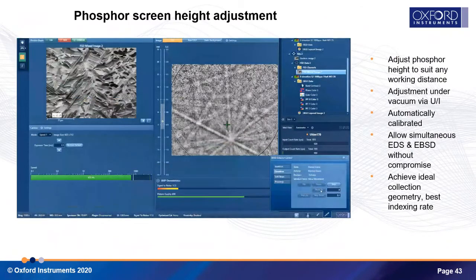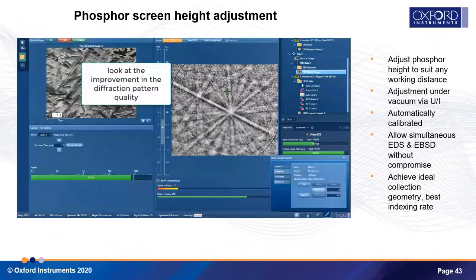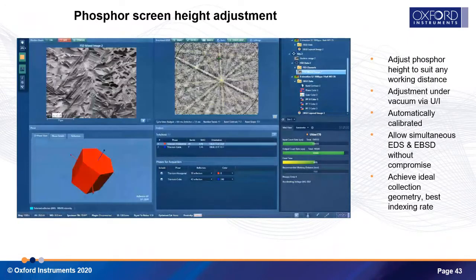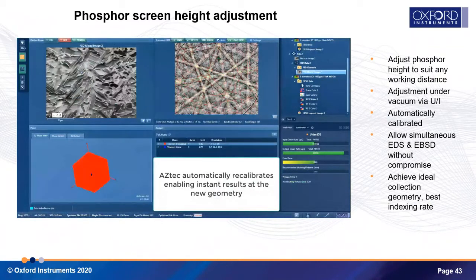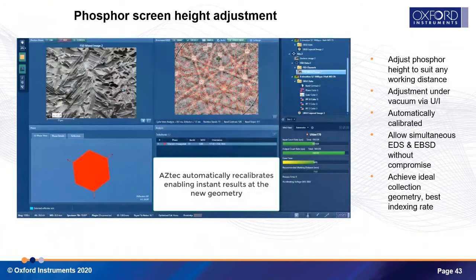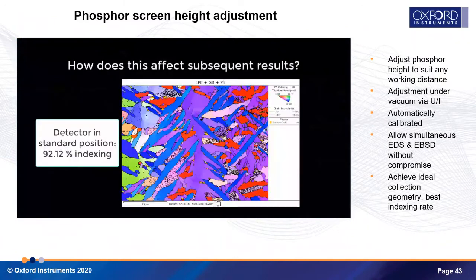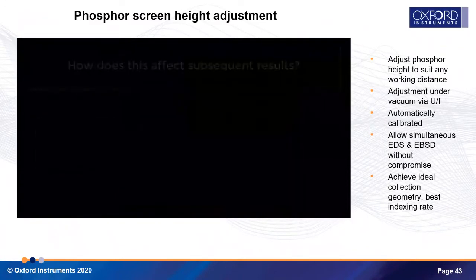Then we see the phosphor screen move and the pattern comes up on screen. And we also see that the count rate for the EDS comes up because we now have line of sight to the EDS detector. Then we can click on the sample and it indexes. We didn't have to do any re-indexing. It's good to go. This is because it's always automatically calibrated. If we look at what the results would have been like with the phosphor screen where it was, we get about a 92% indexing rate. And when we move the phosphor screen, we get about a 97% indexing rate.